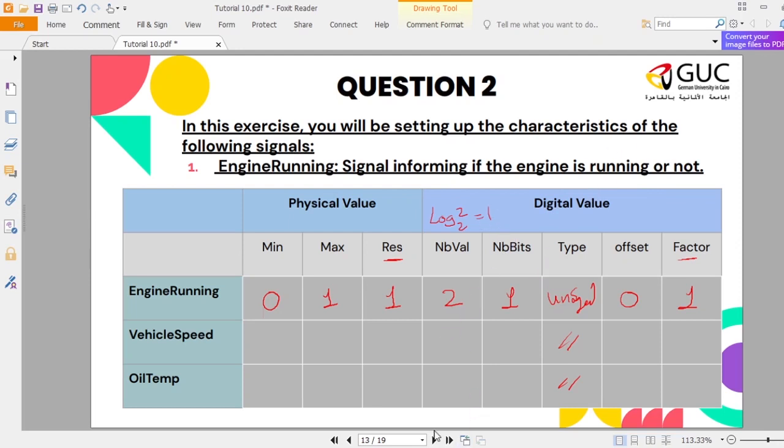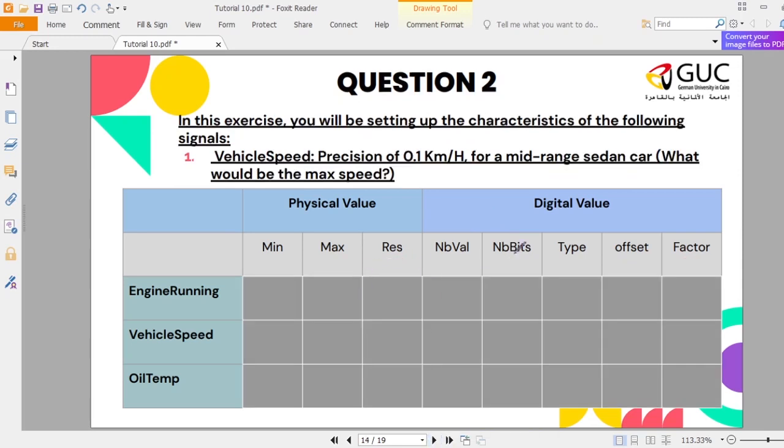Okay, so the second one is the following. The vehicle speed, with a precision of 0.1. Yeah, it's the resolution and the factor, same. For a mid-range sedan car, what would be the maximum speed? Now we are calculating the vehicle speed. Our minimum value is 0 speed, because you're not moving, so you could have 0 speed because the car is not moving.